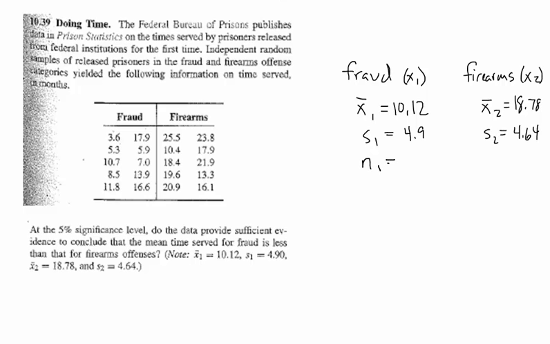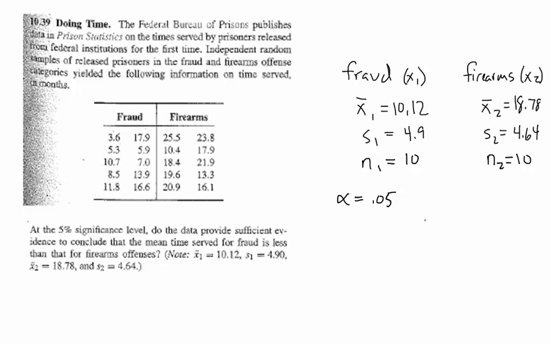So N1 is equal to, and we can count the amount of values given to us in each category. So we have 1, 2, 3, 4, 5, 6, 7, 8, 9, 10 samples for each. So N2 is equal to 10. And we're also going to need the significance level, which is 0.05.